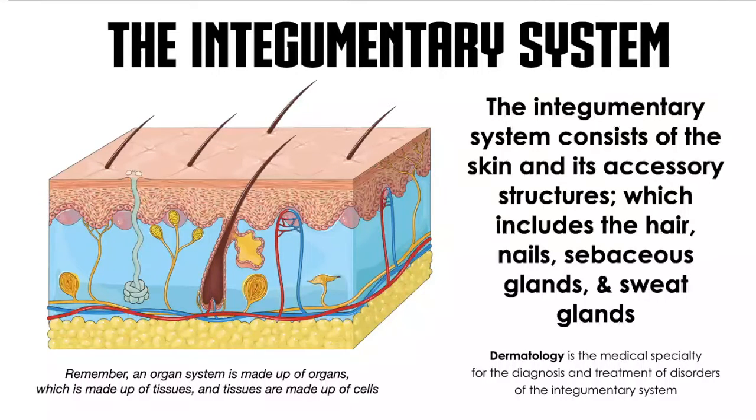Now we're going to focus on the integumentary system. At the beginning of the year, we learned about different anatomical terms, and one of the things that we learned was that we're going to focus on systematic anatomy. So this is the start or the large push towards the different body systems.